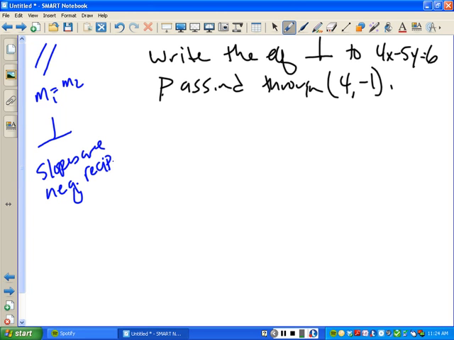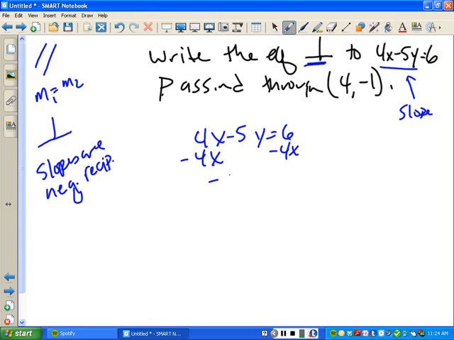Okay? So, when this says write the equation perpendicular to this, the first thing I have to figure out is, what is the slope of this? Okay, now how do you find the slope of that? Well, you have to solve for y. So you would say 4x minus 5y equals 6. In order to solve for y, you would subtract 4x, subtract 4x. Negative 5y equals negative 4x plus 6. Divide by -5, divide by -5, divide by -5. You'd get y equals 4/5 x minus 6/5.